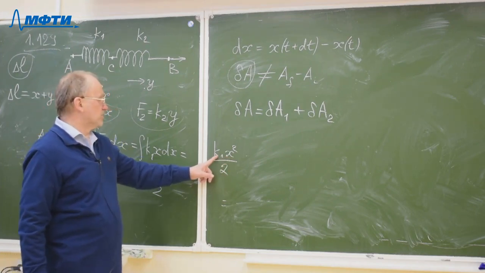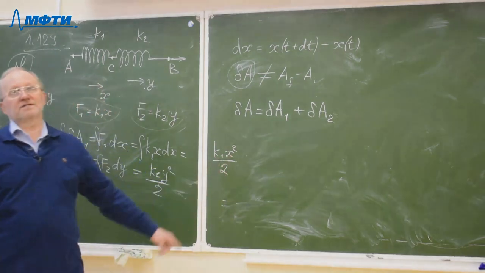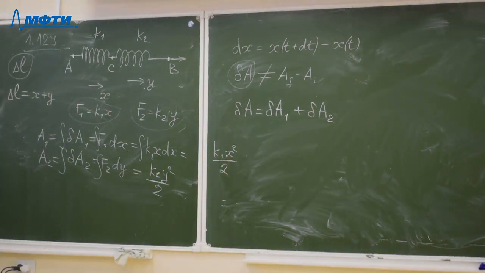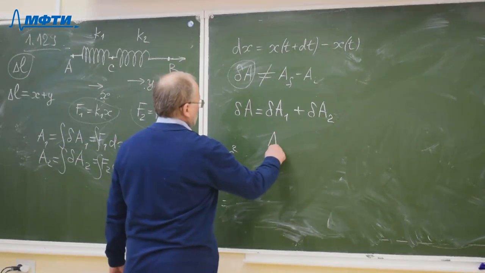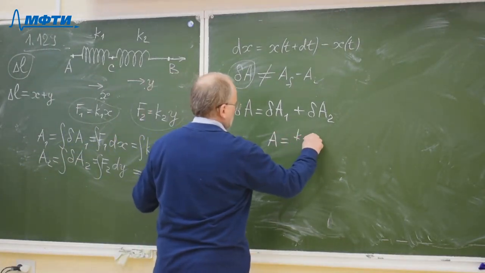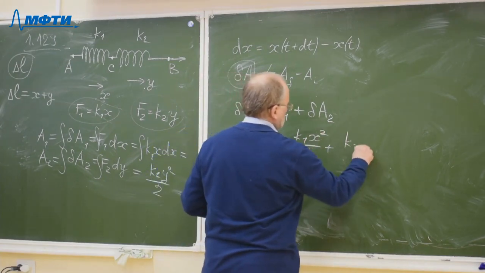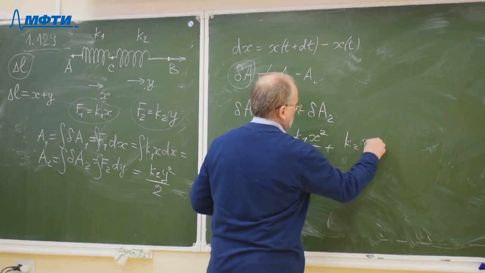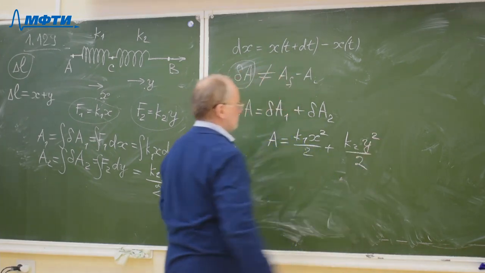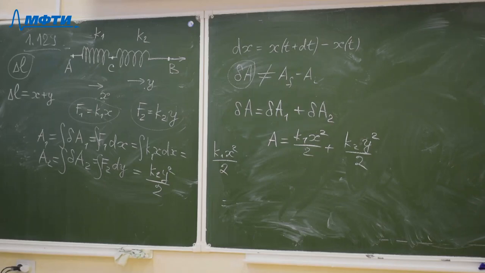If the stiffness coefficient is k, the well-known formula, we discussed this formula last semester. So the total work will be given as k1x squared over 2 plus k2y squared over 2. And this total work must be minimum possible.